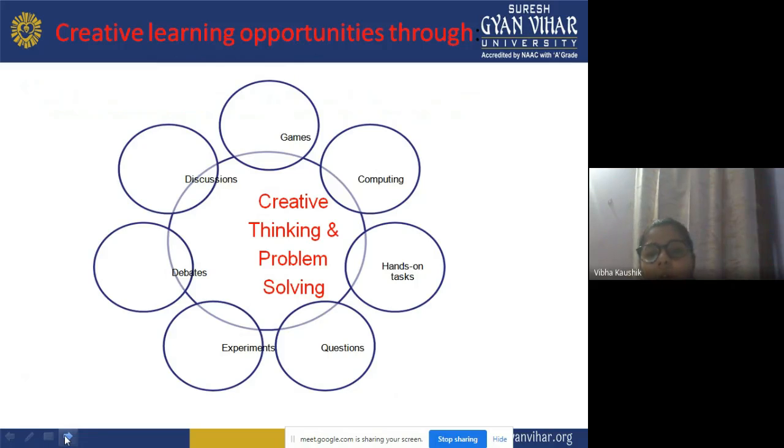Now, creative learning opportunities. When we are trying to develop creative learning among the students while implementing the curriculum, what should we do first as a teacher? Creative thinking and problem solving. First, hands-on tasks, which means we should give them learning by doing. They will gain knowledge by doing something. We are not just encouraging them to learn something, but to gain something by doing an activity. Questions: we make learners free to ask questions as much as they want.